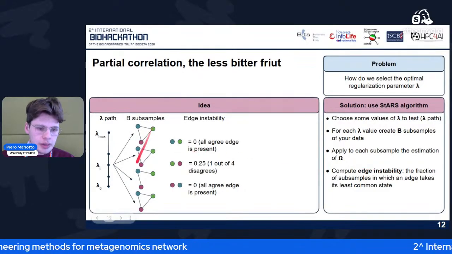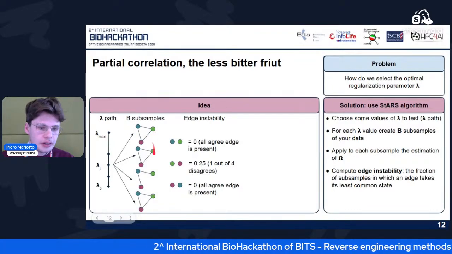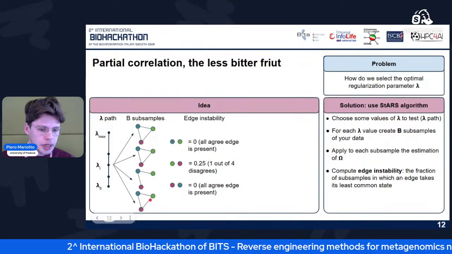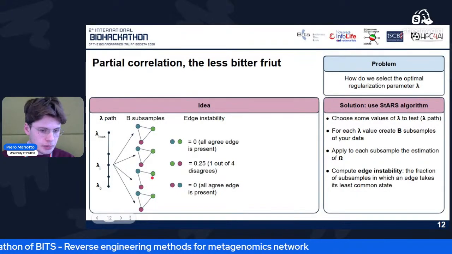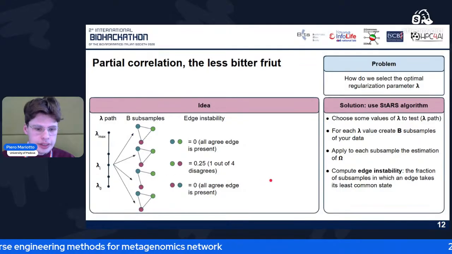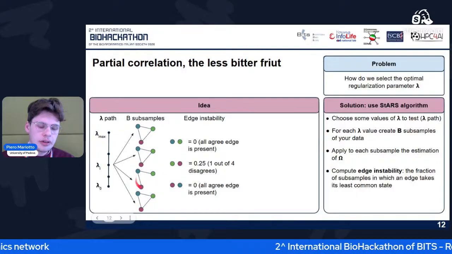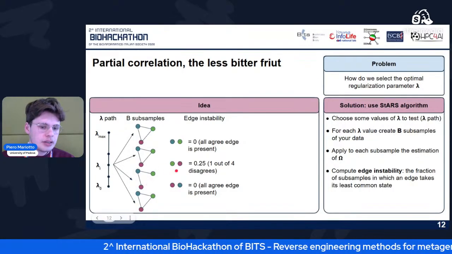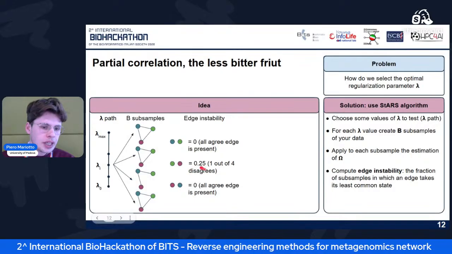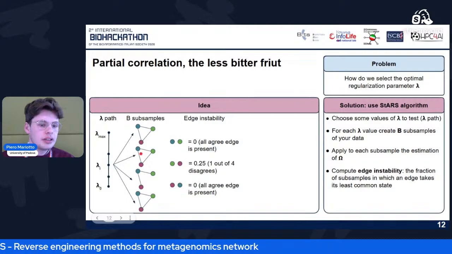What does it mean? Looking at this small example, for the edge between green and purple, we can see that in 3 of the subsamples, the edge is present, so it is inferred to be present, while in one of the subsamples, the edge is not present. So in this case, the least common state is the edge not present, and the frequency of the least common state is 1/4, so 0.25. In the other cases, the edge instability is 0 because all the subsamples agree that there should be an edge between the 2 nodes.